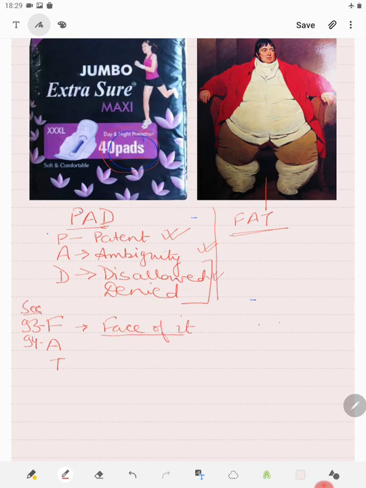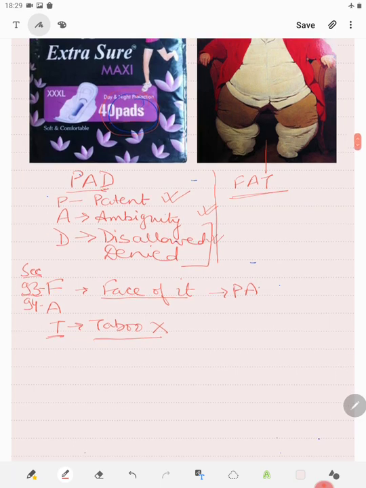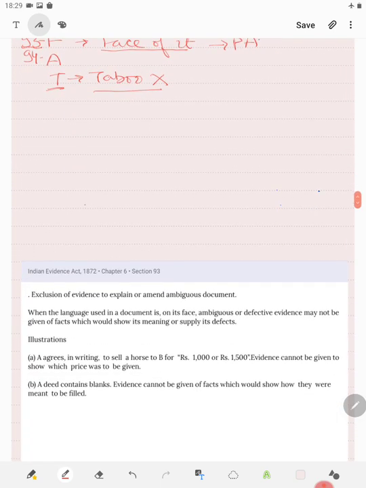So, if there is ambiguity on the face of it, it deals with section 93. It is a patent ambiguity, and the evidence T stands for taboo, that is, which is not allowed. So, evidence is not allowed. We'll just study section 93: Exclusion of evidence to explain or amend ambiguous document.